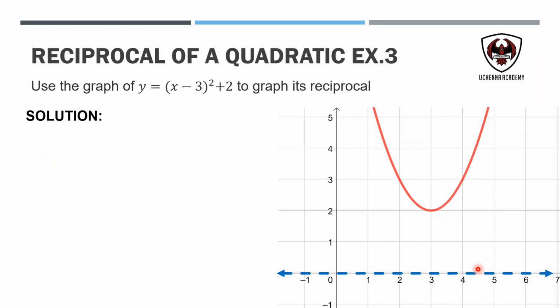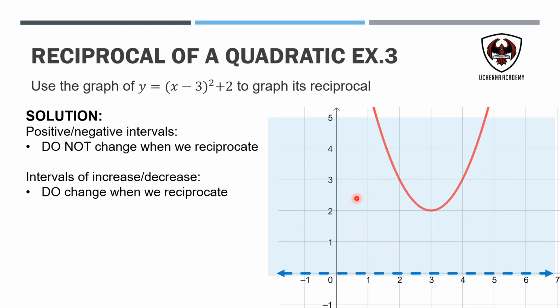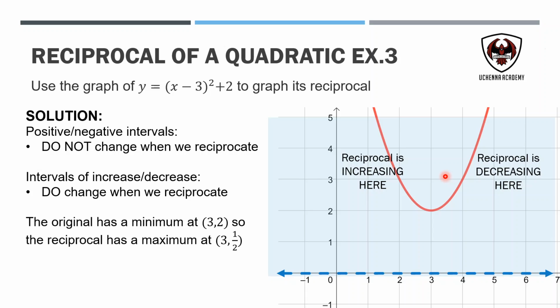What does the function look like? The one thing we can do is look at positive and negative intervals. And again, that does not change when we reciprocate it. So my graph of the reciprocal will be above the x-axis. Well, that's good. But what will it look like? Intervals of increase and decrease. What we do know is that when the original function is decreasing, the reciprocal will increase. And similarly, when the original function is increasing, the reciprocal will decrease. So we know that, okay?